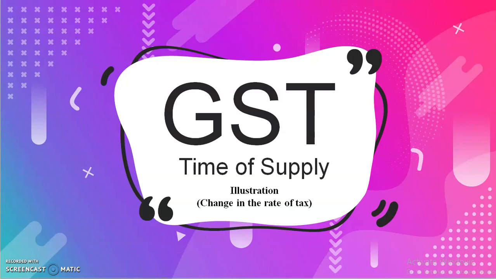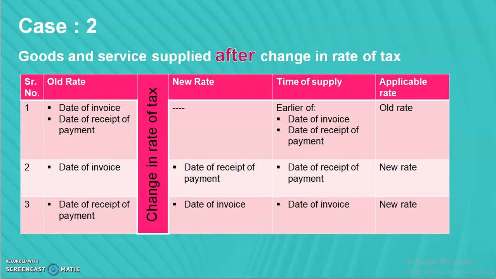Under that, we will focus on illustration based on change in the rate of tax. So let's go further and see our today's illustrations information. Our today's illustration will be completely on case 2. In our previous illustration, we completely focused on case 1. Today, we will see what case 2 is all about. Case 2 is focusing on goods and service supplied after change in the rate of tax. And below that, you will see a table.